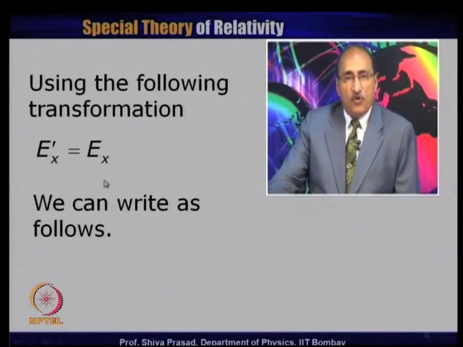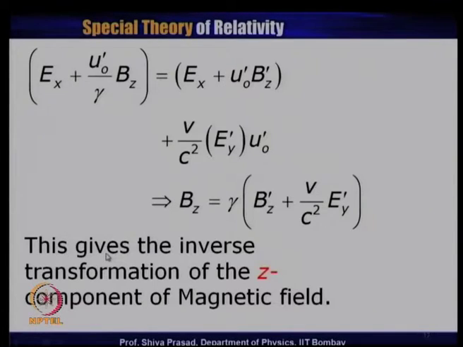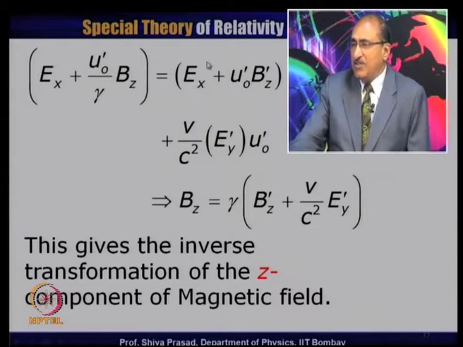So, using the transformation Ex prime is equal to Ex, we can write the equation as follows, which I am writing here. q has been cancelled out. Instead of Ex prime, I have written Ex. As you can see, this Ex would cancel out. Here we have u naught prime divided by gamma Bz. Once this Ex has been cancelled out, there is a u naught prime here, here, and here. This u naught prime will also get cancelled out. So, here I will only get Bz by gamma.